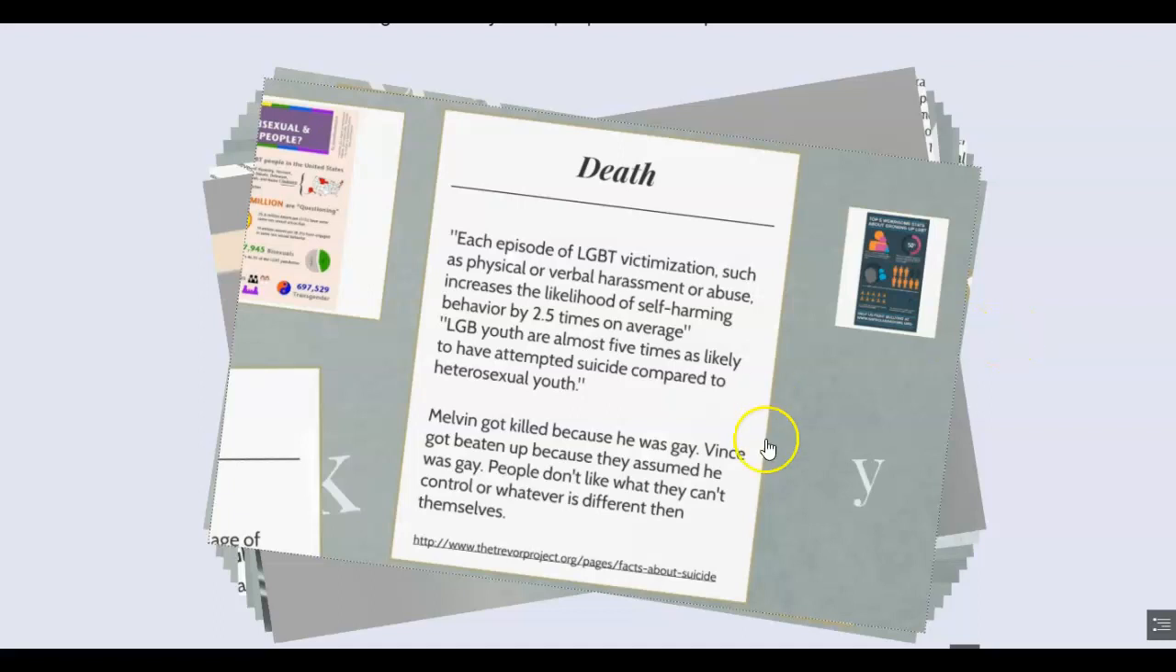So there's a typo in there, just so you know. It should be than, T-H-A-N. And this is from the trevorproject.org, and you can click on this link if you would like more information about that.